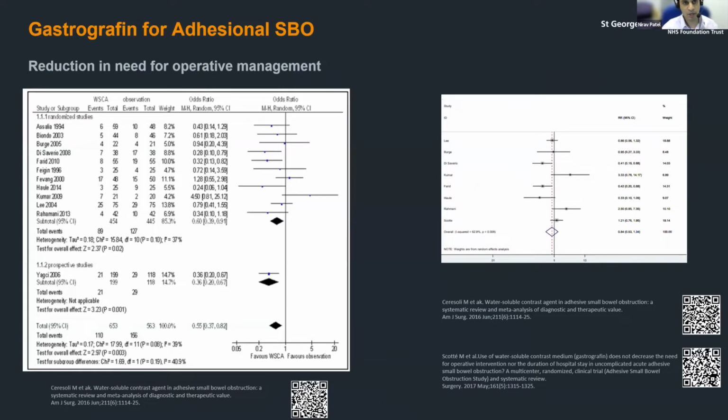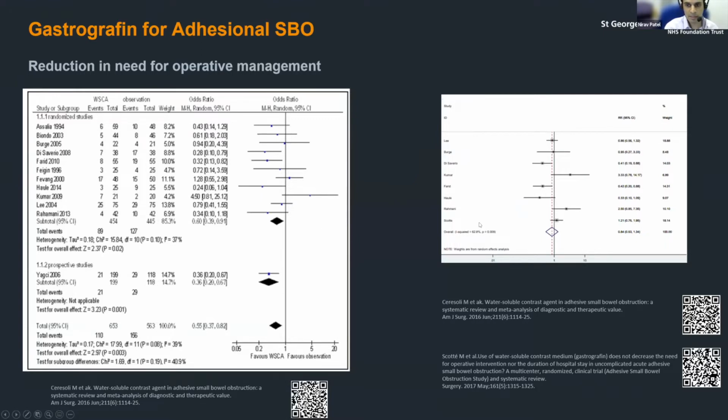What's the evidence behind this? There are lots of studies going back over the last 2-3 decades looking at this. And generally there is a favorability towards persisting with gastrografin. At least it reduced the need for operative management. And this is the largest meta-analysis from 2016, which shows that it's favorable to give a gastrografin challenge, provided that you've selected the correct patients.